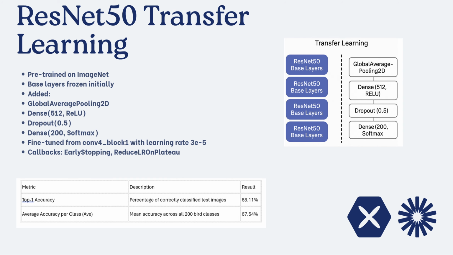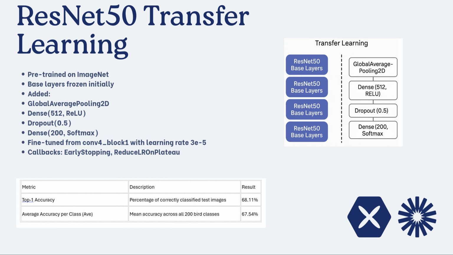To overcome the limitations of CNN, I implemented transfer learning using ResNet 50, which is a pre-trained model on ImageNet. I removed the top layers and added my own: a global average pooling layer, a dense layer with 512 neurons, and a dropout with a final softmax output, which had 200 classes.